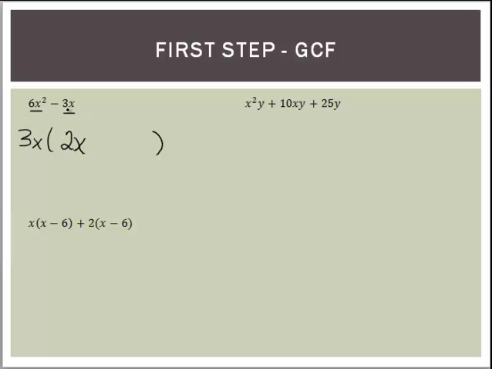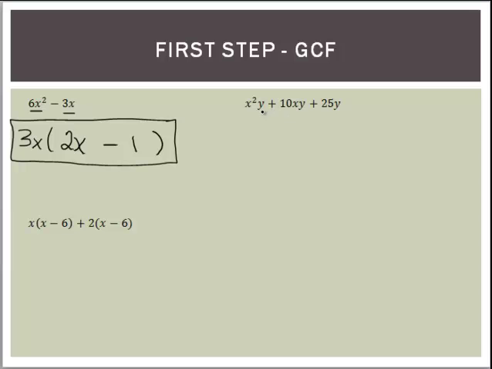And what do you multiply by 3x to get negative 3x? You multiply it by negative 1. You can always check factoring problems by multiplying it back out. 3x times 2x is 6x squared, and 3x times negative 1 is negative 3x. As long as what is inside the parentheses has nothing in common, then it's completely factored.